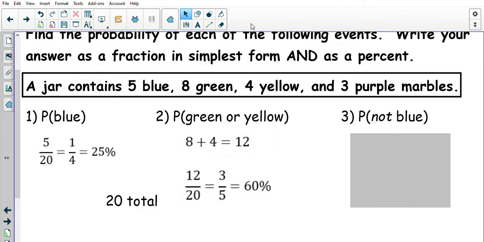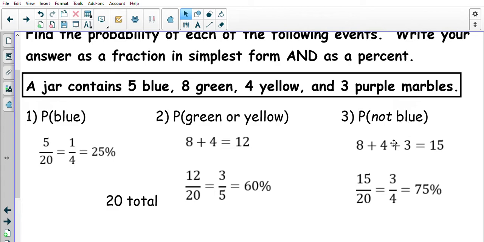Number 2, what's the probability of selecting green or yellow? Add the 8 green to the 4 yellow to get 12/20. That reduces to 3/5, which is 60%. Number 3, what's the probability that the marble that's selected is not blue? Add the 8 green, 4 yellow, and 3 purple to get a total of 15 marbles. 15 out of 20 is going to reduce to 3/4, which is 75%.